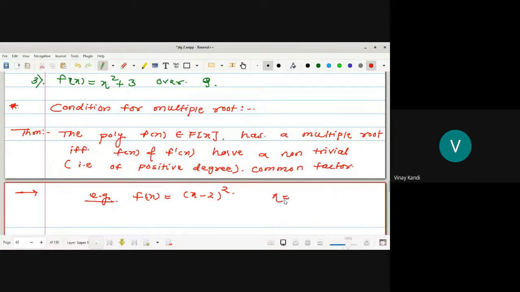Plus 2. Plus 2, plus 2. What is the order of that root? How many times? 2 times. 2 and 2, these are the two roots. That means 2 is a multiple root of f of x. Now, what is f dash of x? 2 into x minus 2 raised to 2 minus 1, that is 2 into x minus 2. Okay, now look at it.